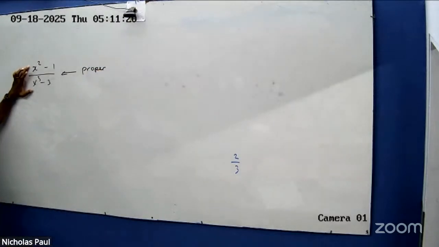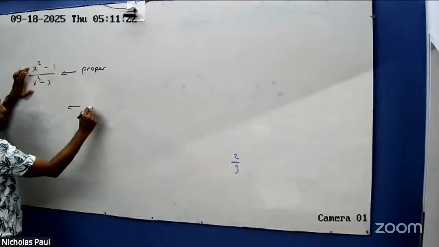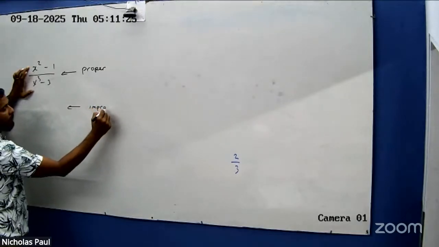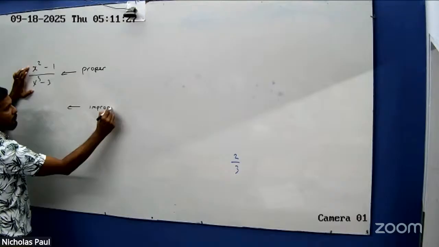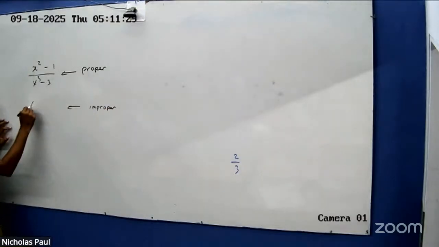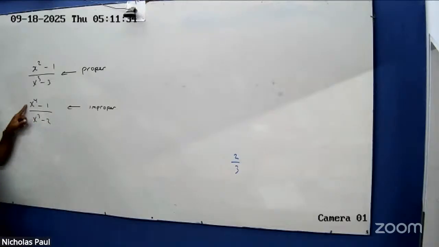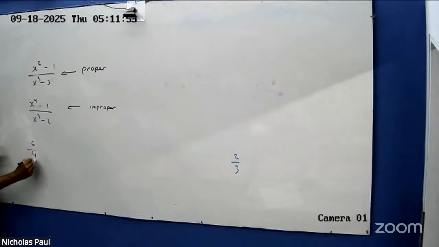Now, it will be improper if the highest power of x on top is more than or equal to the one on the bottom. So the rules for partial fractions won't work. We have to do something before. Somebody said the answer last week. What would you do to make this proper?